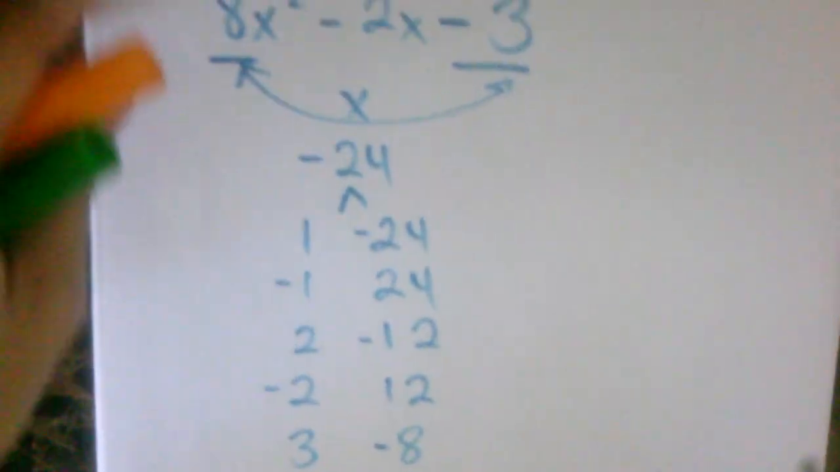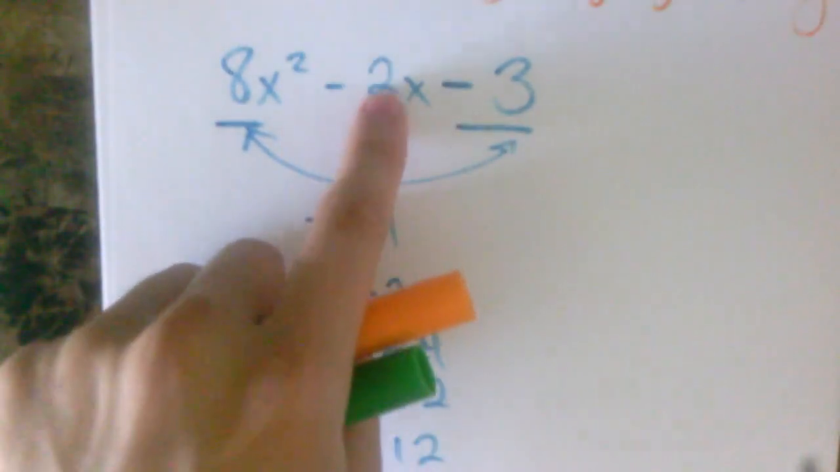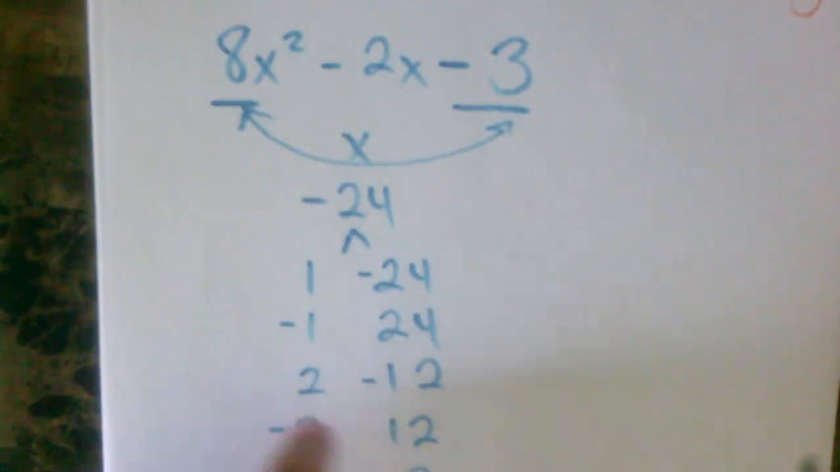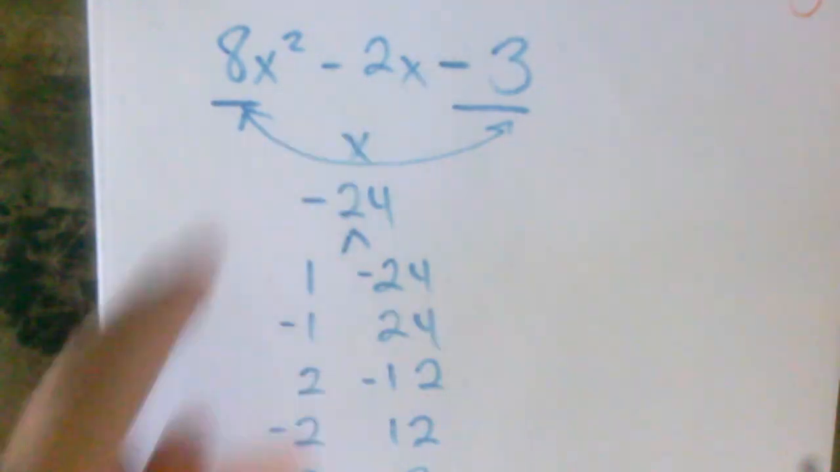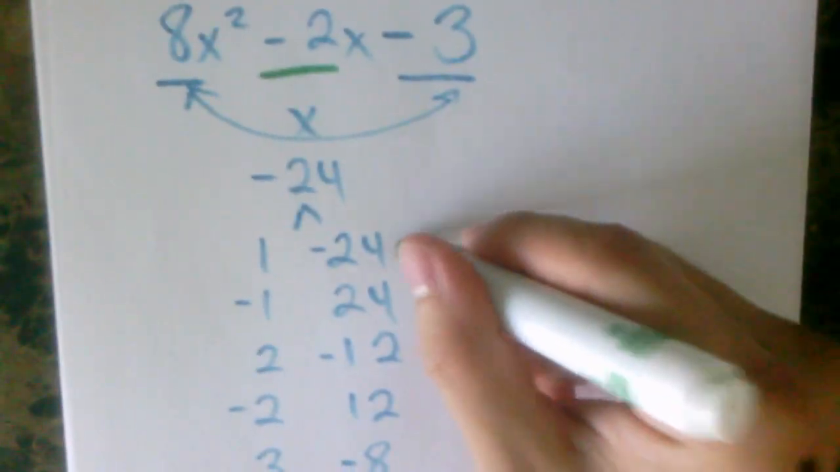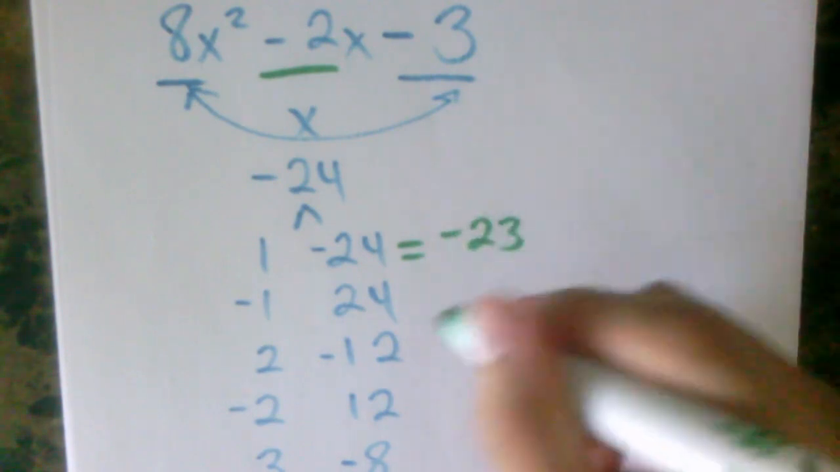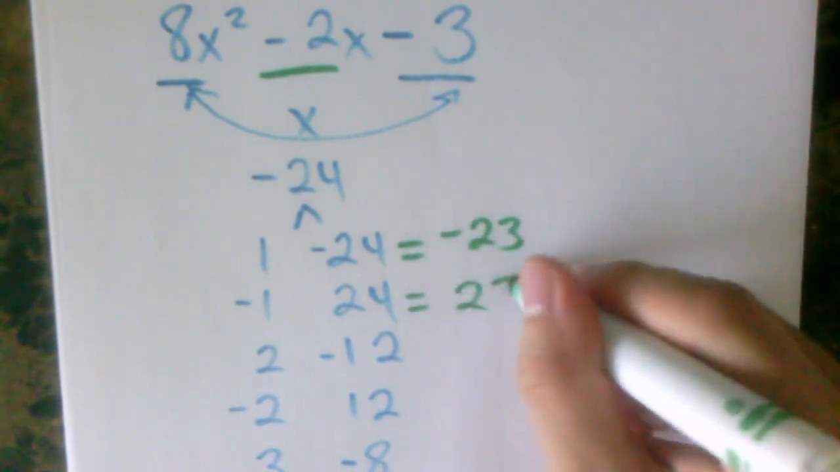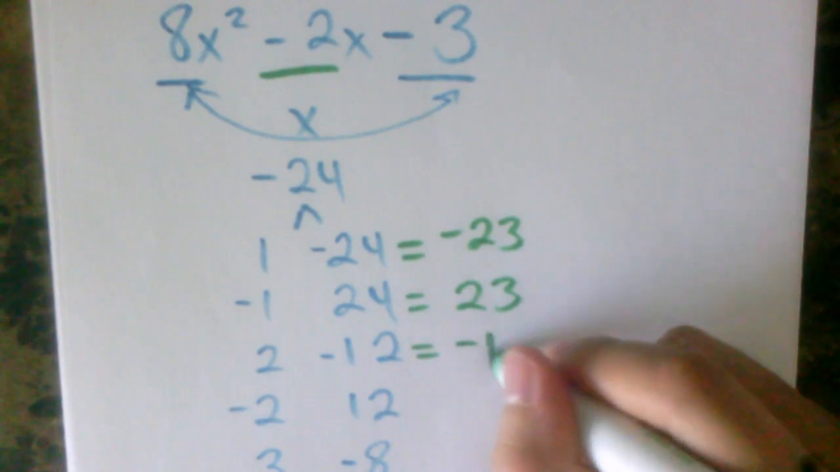So remember what we said is that we have to get the factors that add up to our negative 2. So we just need to add these together until we get negative 2. That's the goal. You want to get that negative 2 up here. So let's go ahead and add them up. 1 minus 24 is negative 23. Negative 1 plus 24 is positive 23. 2 minus 12 is negative 10.